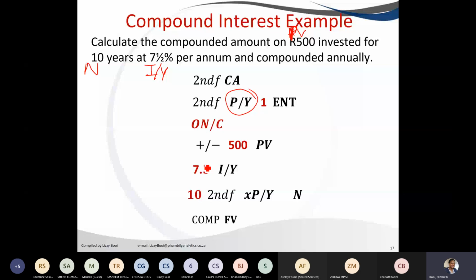Your period, you don't have to do this step if your compounding period is 1. You just say 10, N, and store the value of your N. But if your compounding period is different, like biannually, which equals 2, you must always remember to press second function and multiply by the compounding period. And those are the steps you do.